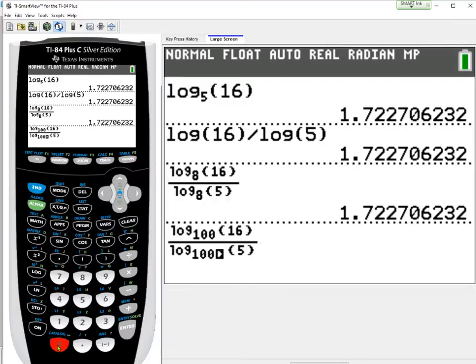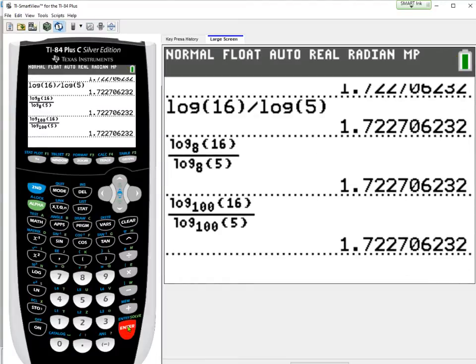Okay, so now my bases are 100, and it's still 16 over 5. What do you think that answer is gonna be? Isn't that cool? Why doesn't it change? Well, sometimes you're going to have problems that have different bases, and you're going to want them to be the same so you can simplify it as much as possible.